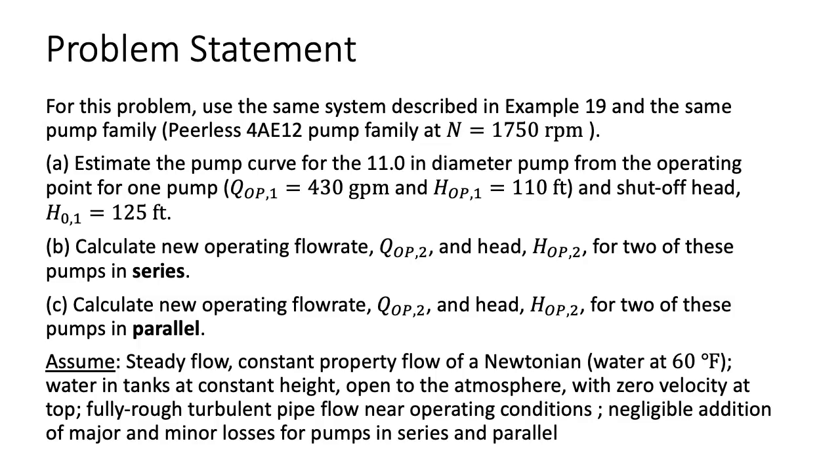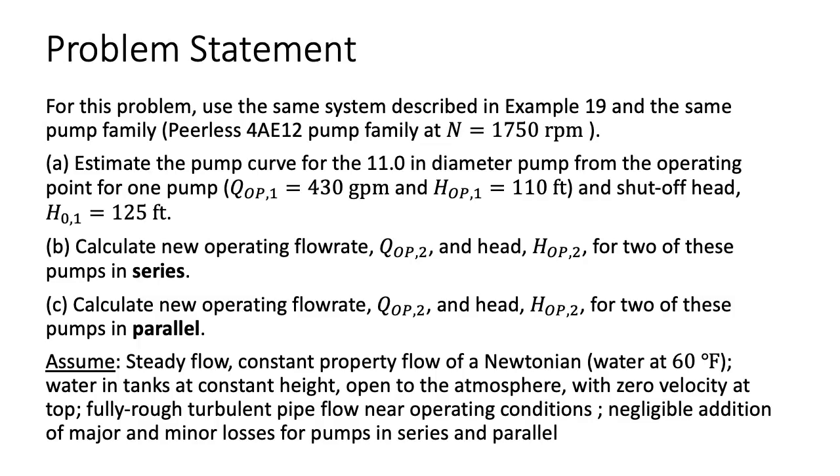For Part B, calculate the new operating flow rate and head for two of these pumps in series. For Part C, calculate the new operating flow rate and head for two of these pumps in parallel. For this problem, we will need to make the same assumptions made to calculate the system curve in Example 19.